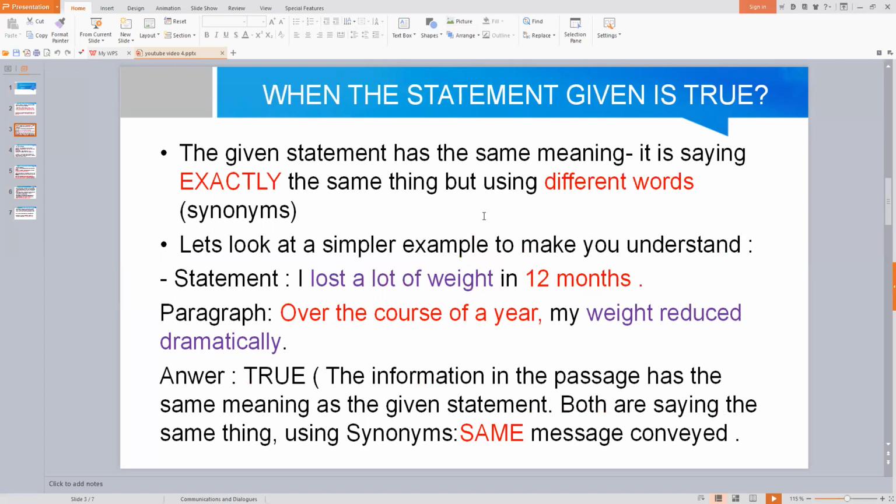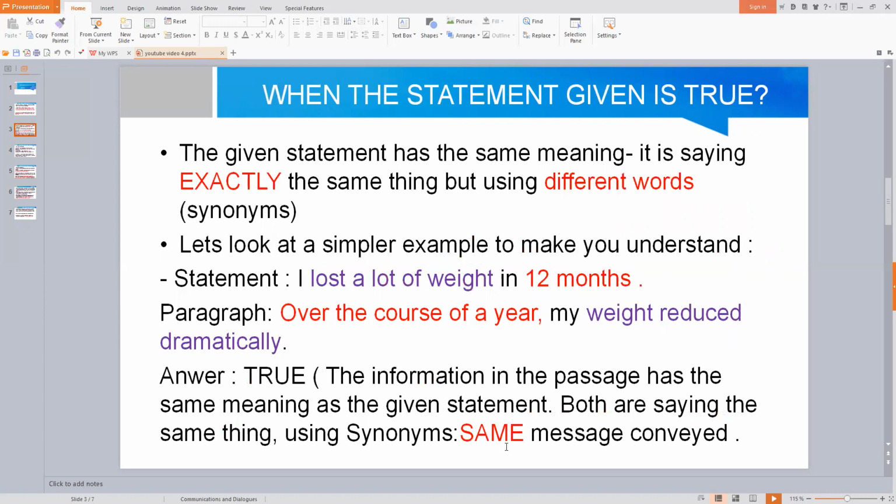So if you get this statement that I lost a lot of weight in 12 months, the answer will be true because the meaning that is being conveyed, the message that is in the statement, exactly matches what is written in the paragraph, in the passage. Okay? So that's why I've highlighted it here in red.